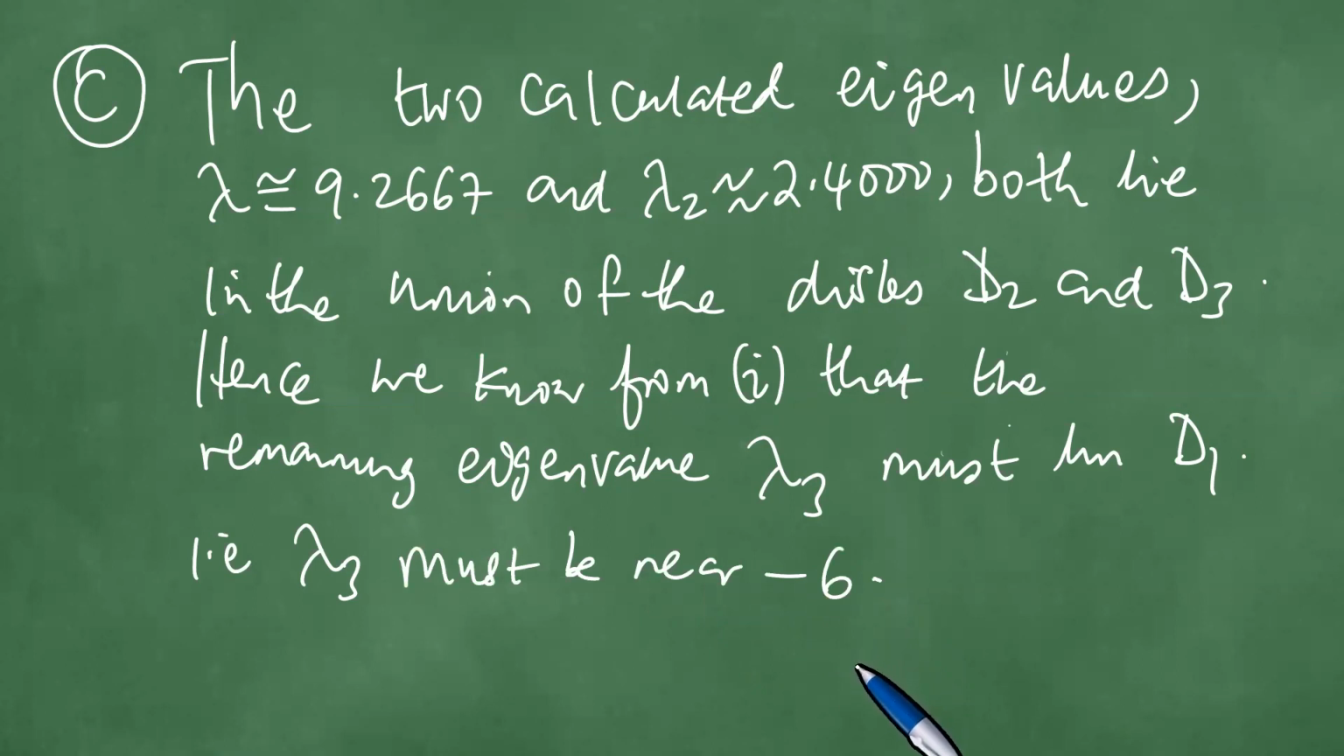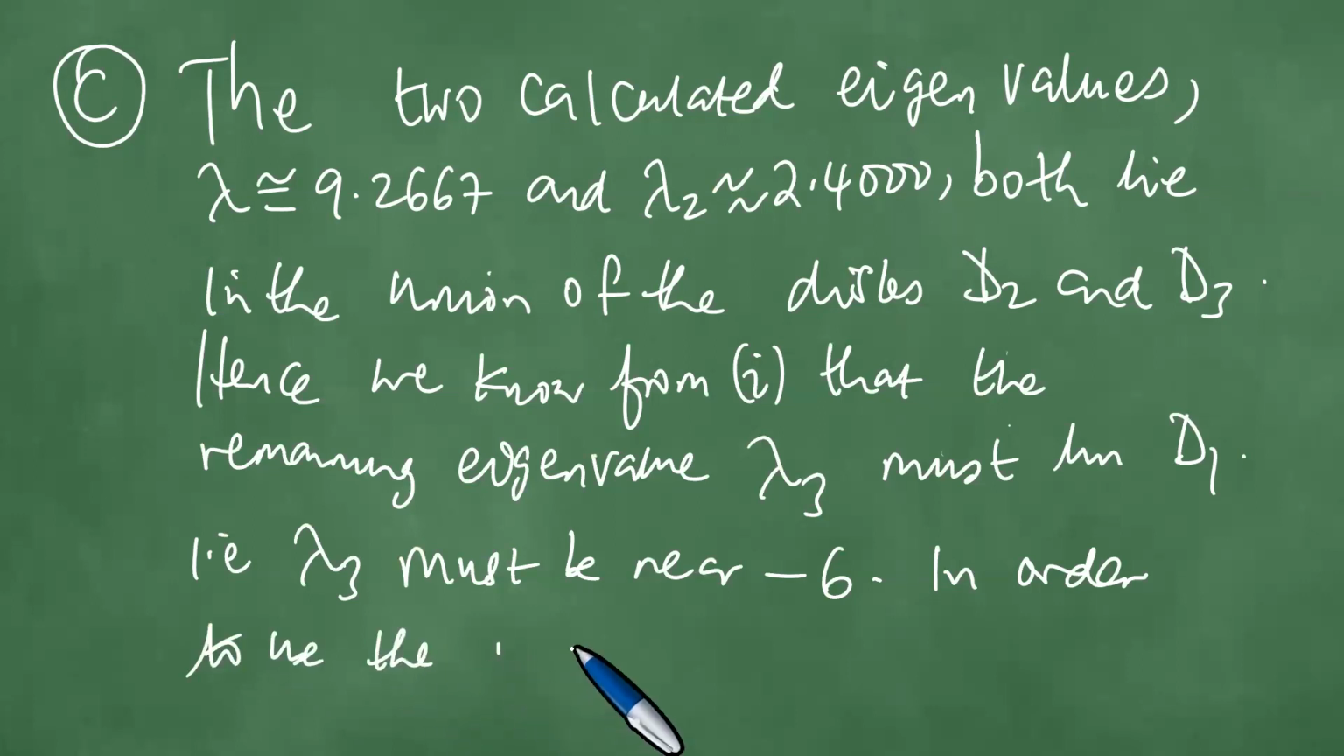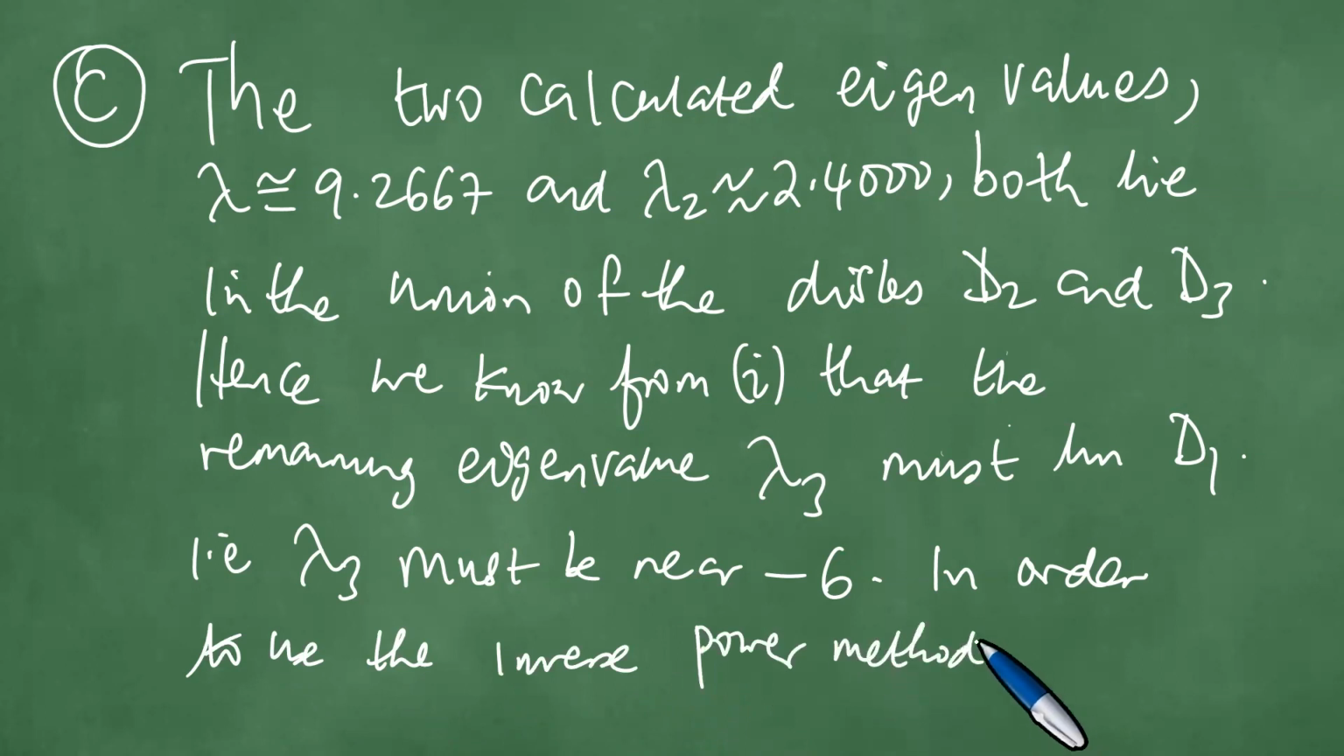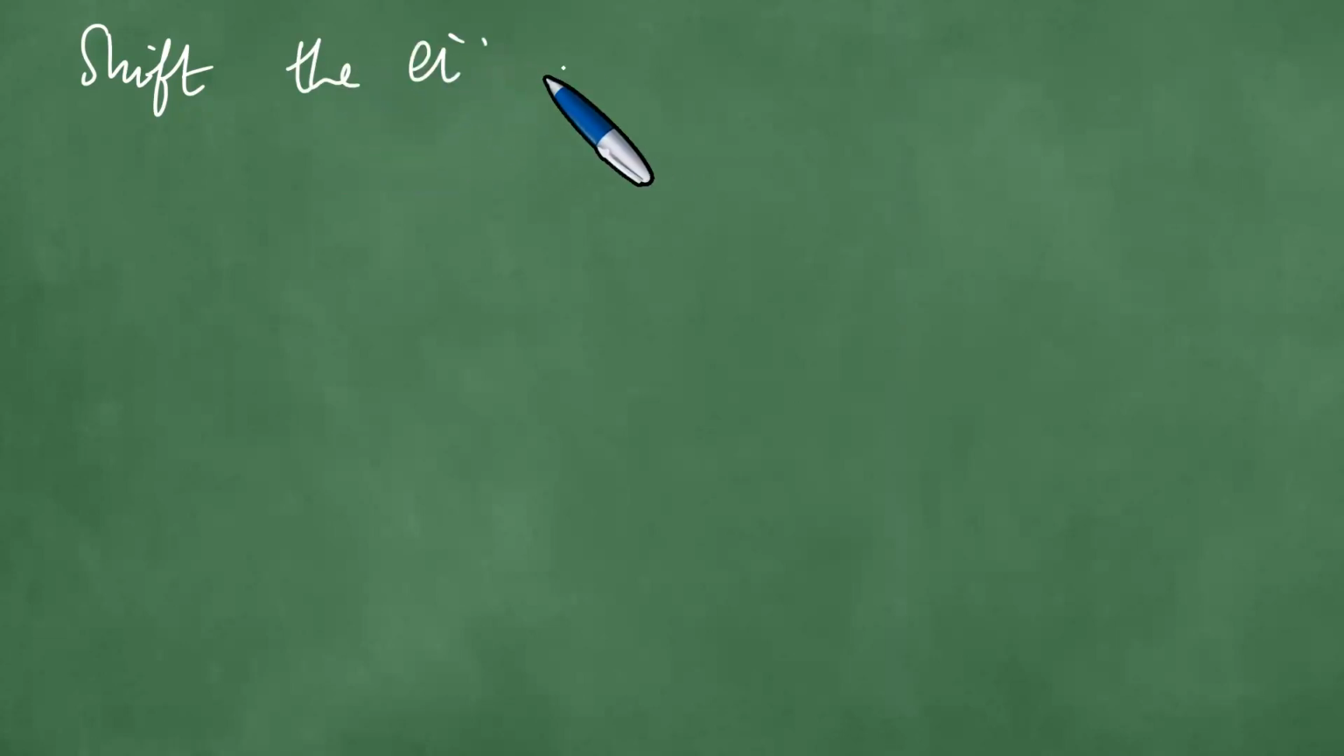Okay, when I discuss the Gerschgorin circles, however, in order to use the inverse power method, we must shift the eigenvalues. Okay, there's going to be a shift of the eigenvalues.